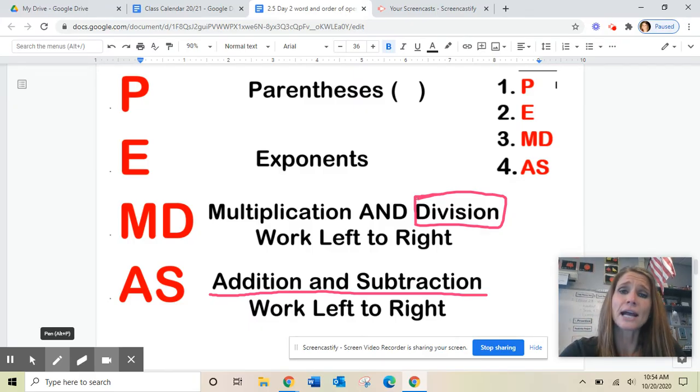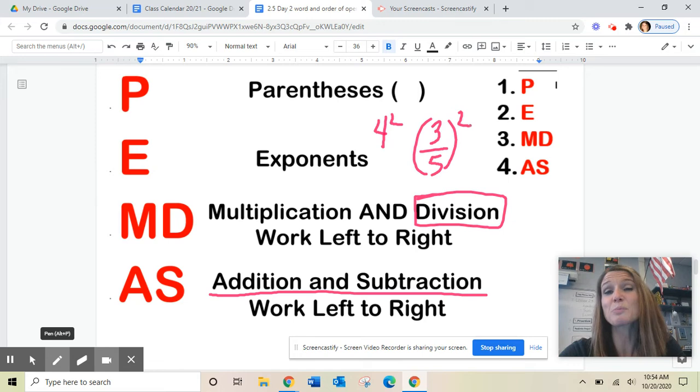And just like in our connect problem, when we said, remember that 4 squared is really 4 times 4, and 3/5 squared is really 3/5 times 3/5. So if you have an exponent, it's repeat multiply. You're just going to be repeating a fraction instead of a whole number.